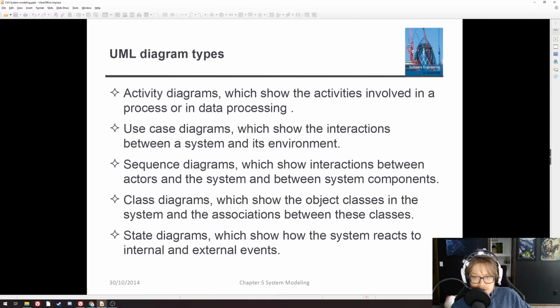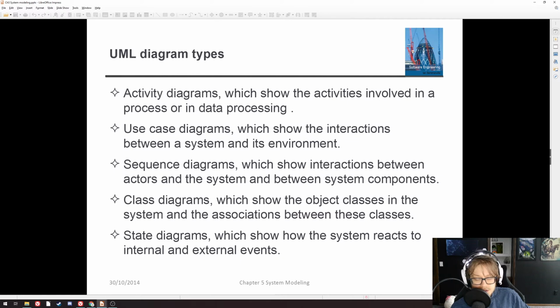Activity diagrams show the activities involved in a process. Use case diagrams we already saw show interactions between a system and its environment. Sequence diagrams show interactions between actors and the system, and between different system components. So you can think of those as objects or classes, or however you want to structure your system. Class diagrams show object classes and the associations between them, so these come straight from object-oriented programming.